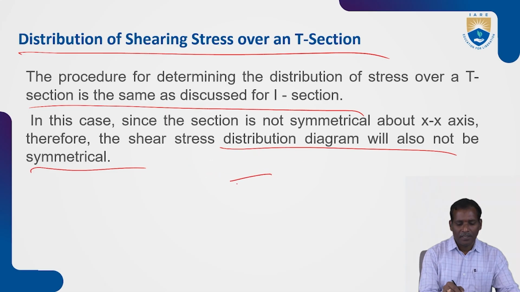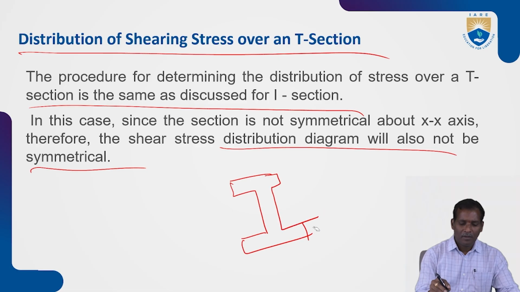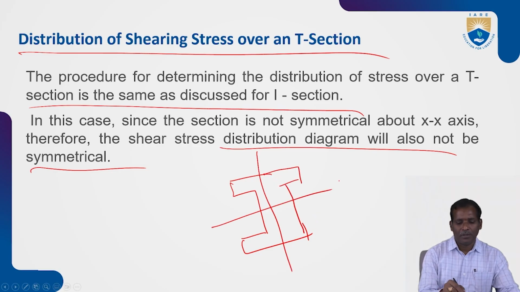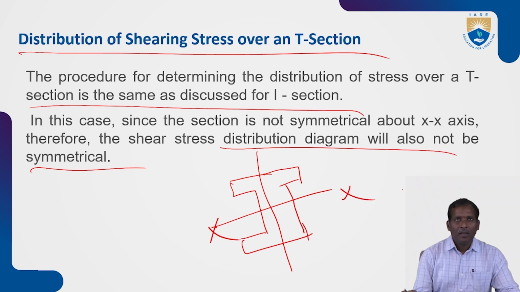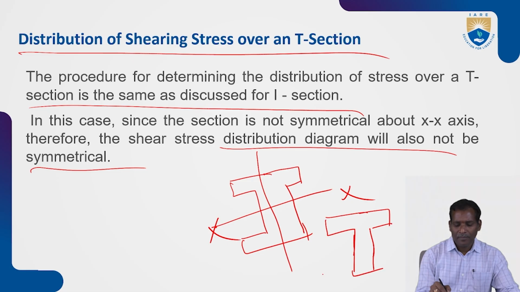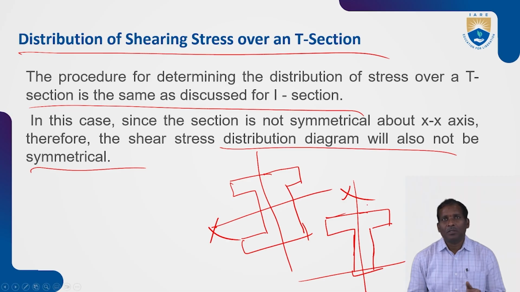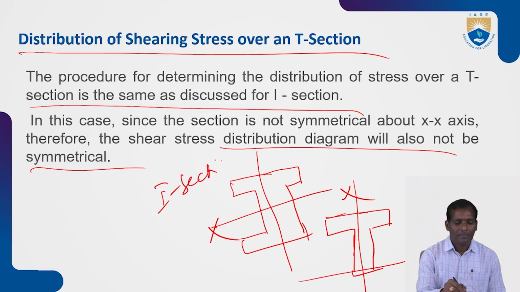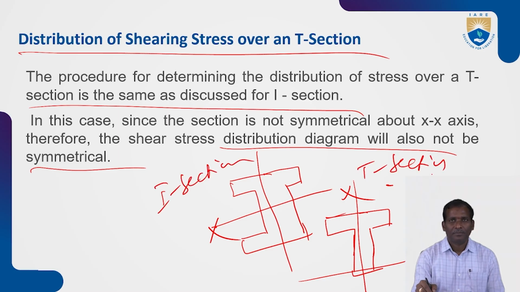So the I section is symmetrical about the x-axis, but in the case of the T section it is not symmetrical, so the stress distribution also will not be symmetrical. This is the I section, and this one is the T section.